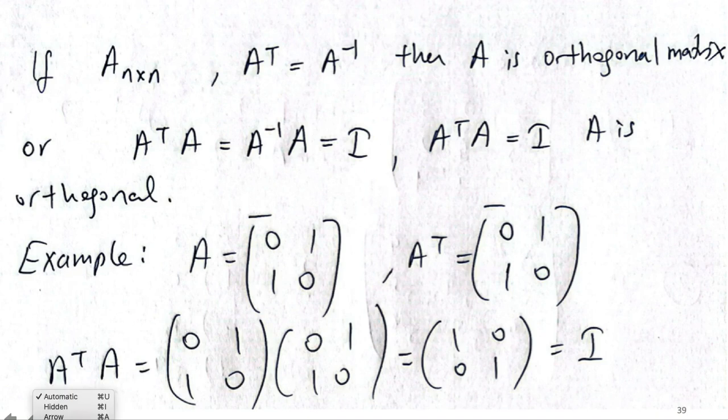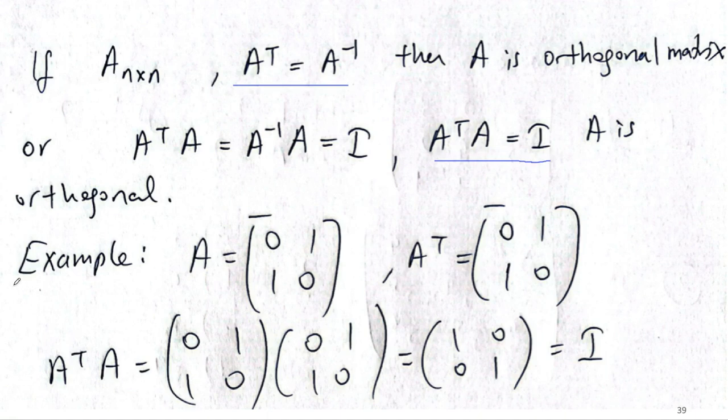Now we have a few more definitions to complete this part. If we have n by n matrix A and A transpose equals A inverse, then we call this matrix A an orthogonal matrix. Or we can write this as A transpose times A equals A inverse times A, that should be equal to the identity matrix I. And if A transpose times A is giving us the identity matrix I, then we say A is orthogonal.